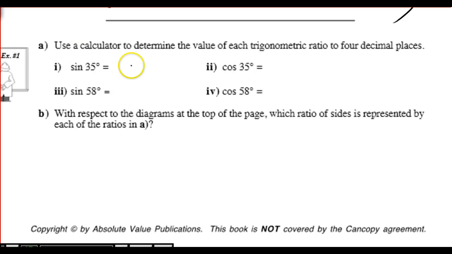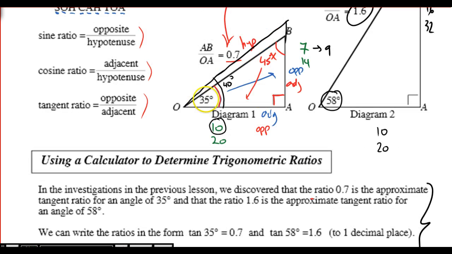Okay, the first question says use a calculator to determine the value of each ratio to 4 decimal places. Well, sine 35. If we were to draw a little triangle here, with the 35 over here, sine 35 would be opposite over hypotenuse. So what this is telling us is the ratio of opposite over hypotenuse, and there's only one possible value. I think that corresponds to this over here, angle 35.